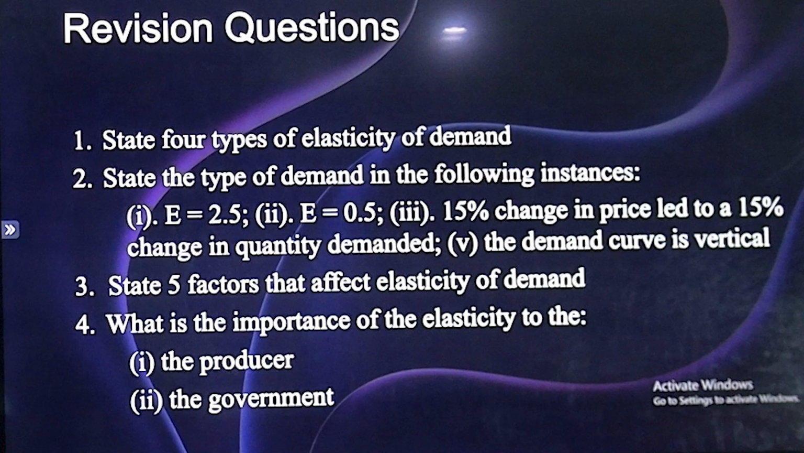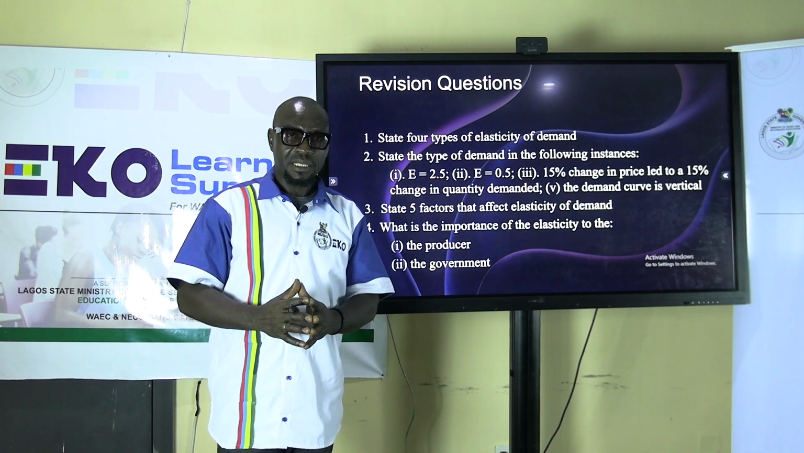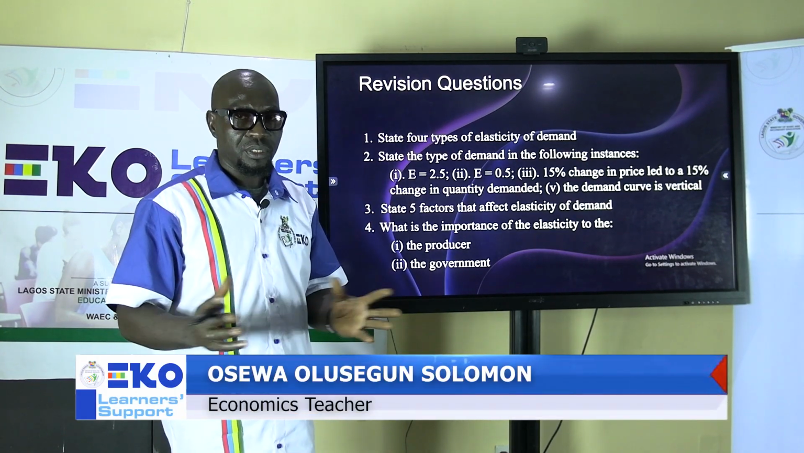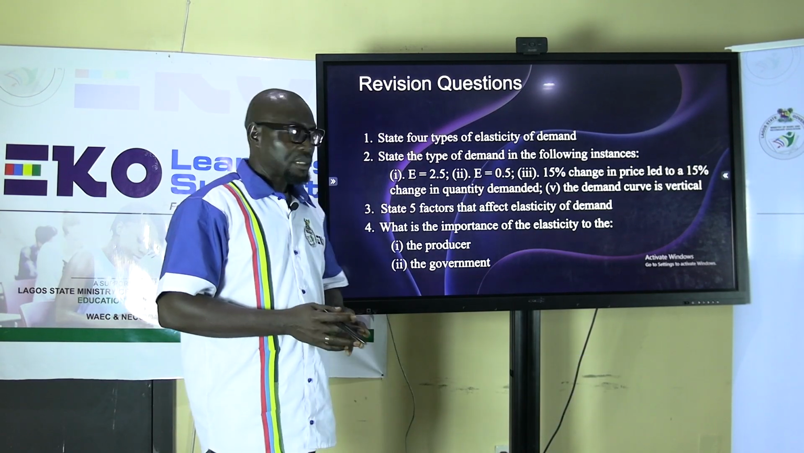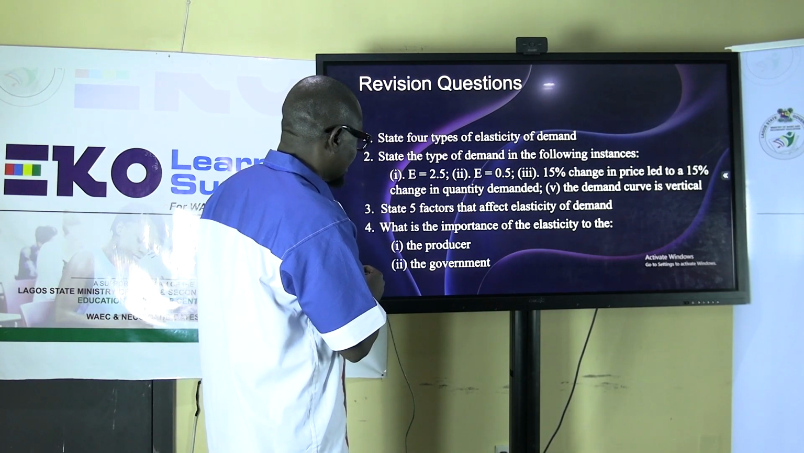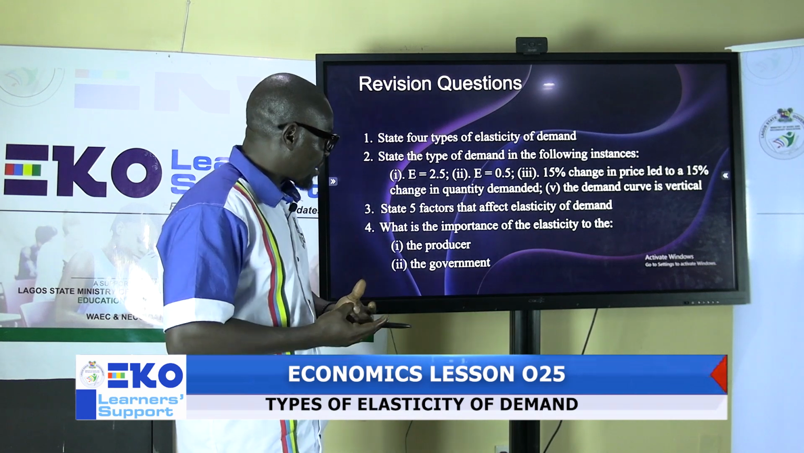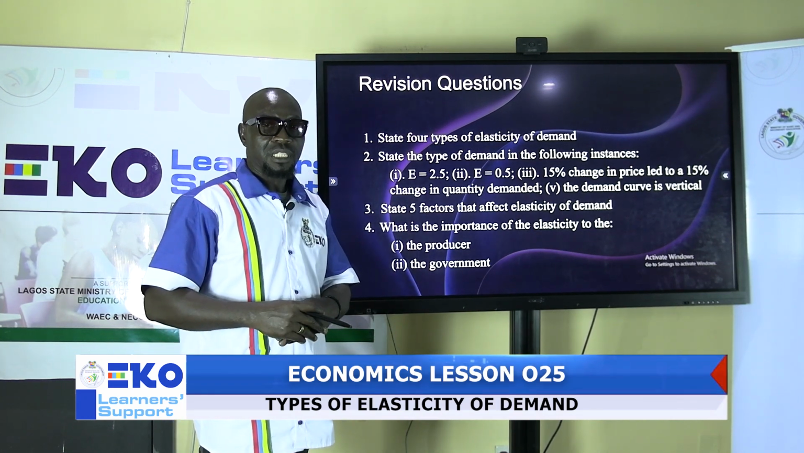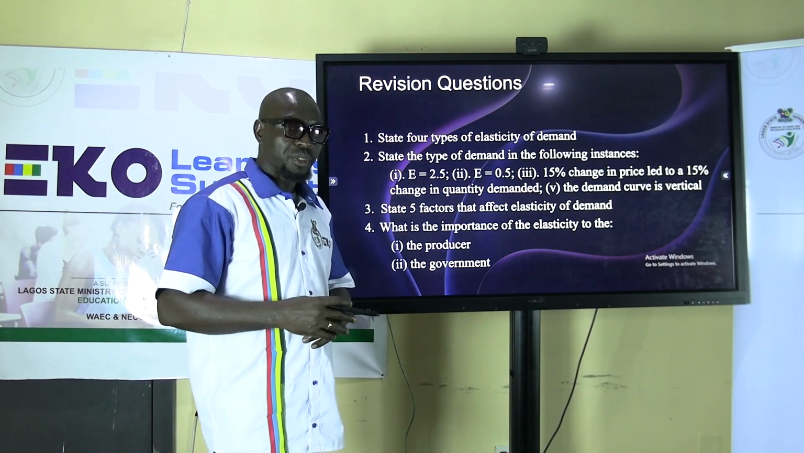State five factors that affect elasticity of demand. What are those things that affect elasticity of demand? Price of the commodity, the habit of the consumer, right? And all those factors that we mentioned. What is the importance of elasticity to the producer and the government? We've seen that for the producer, it helps in price determination and output level determination, and for the government, it helps with determination of certain policies like taxation, subsidies, and grants.